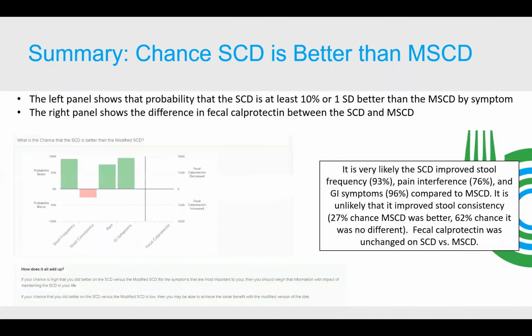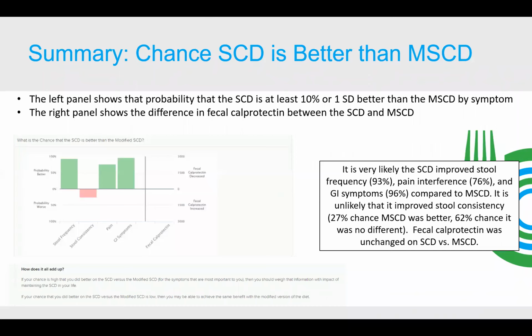Okay, so now we're going to look at the summary. So by comparison, again, remember there's three comparisons that are of interest. The first comparison that the data provides is the chance that the SCD is better than the MSCD. So again, the left panel is showing the probability that the SCD is at least 10% or 1 standard deviation better than the MSCD by symptom, and the right panel is showing the difference in fecal calprotectin.